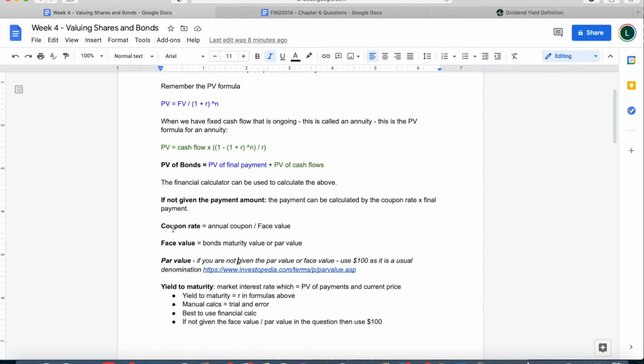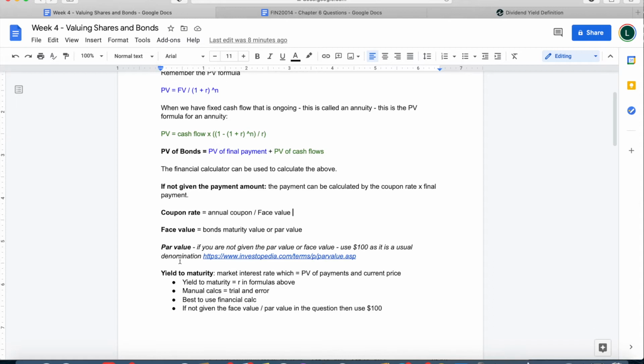What else have I got here? I've got how you calculate your coupon rate. You'll see that in one of the questions. What face value / par value kind of is, and yield to maturity down here, which is your market interest rate. Okay, so this is a bit of information. We will be calculating this. Again, I said if you're not given the par value or face value, use $100. I've said here it's best to use your financial calculator.